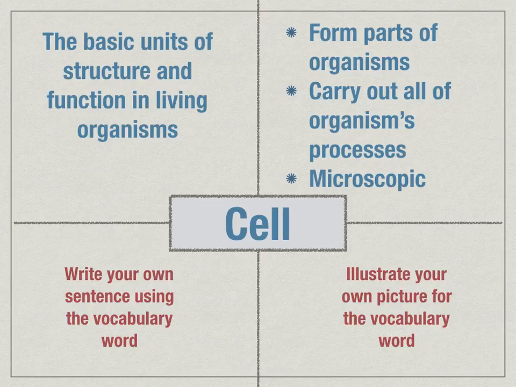Now in the bottom left quadrant and the bottom right quadrant, you'll notice a different color text, and that is because you are to write your own sentence using the vocabulary word, which in this case is the word cell, in the bottom left quadrant. And in the bottom right quadrant, you are going to illustrate, which means to draw, your own picture for the vocabulary word. Now I realize at this point in time it might be difficult for you to draw an accurate picture of a cell. However, once you learn more about them, you can come back and add this, or you can do your best attempt if you have some prior knowledge.